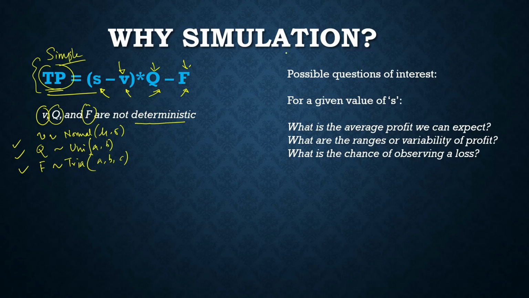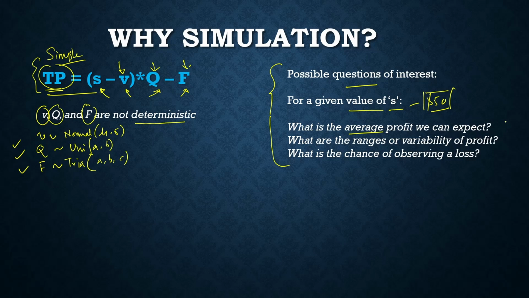So another aspect of complexity is this. What could be the possible questions that we are trying to answer here? So if you have a particular value of s, remember I told you s is a controllable parameter. That means the selling price of the product in the market is a controllable variable. So suppose you decide a particular value of s, decision is in your hand. Suppose $50 will be the selling price management has decided. So if that is the decision, then what is going to be the average profit?